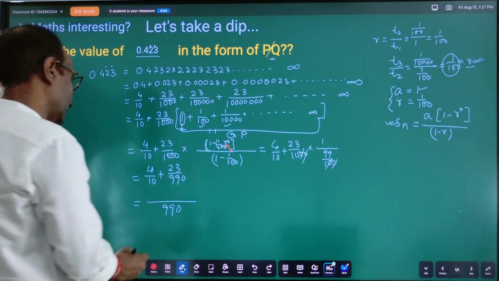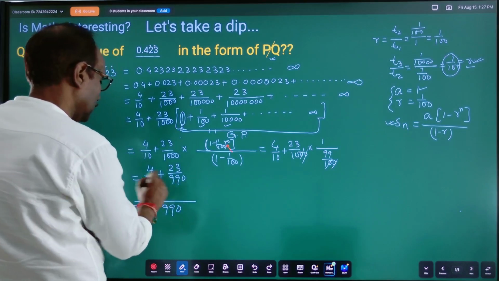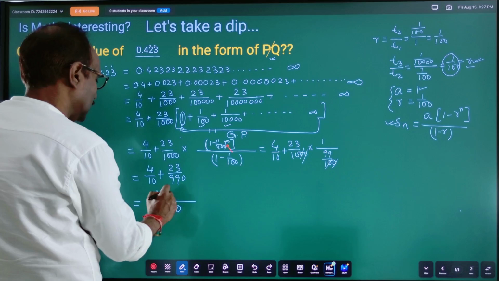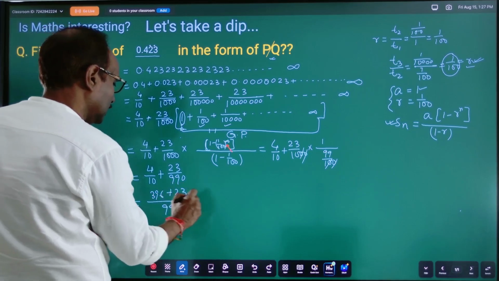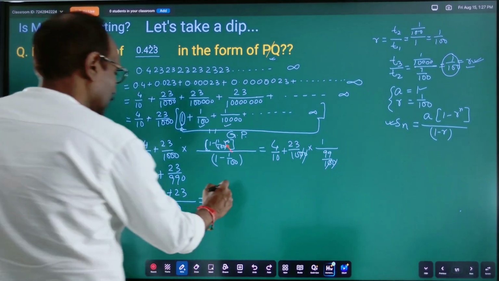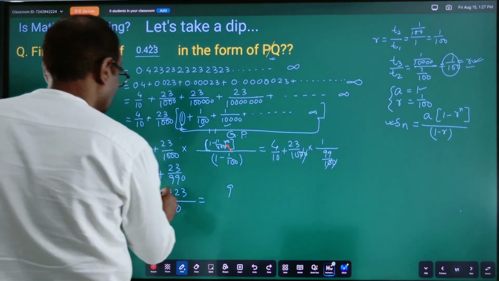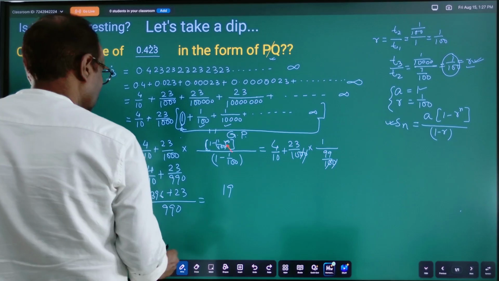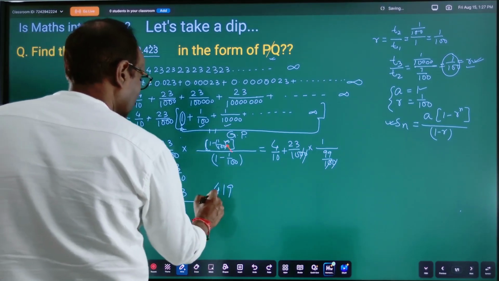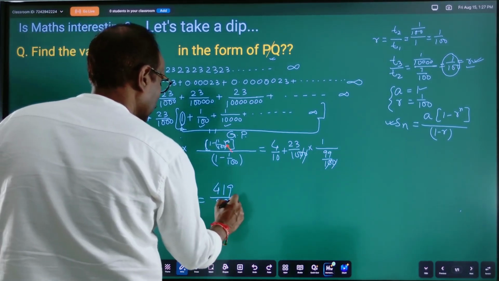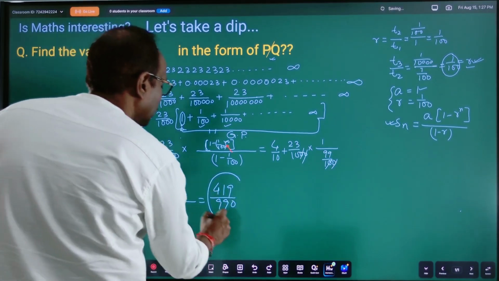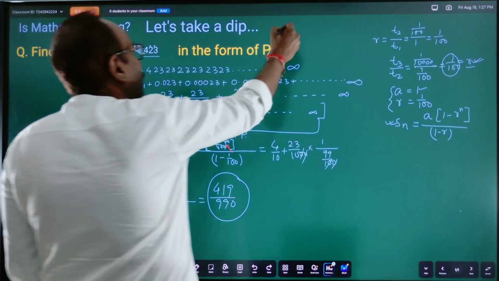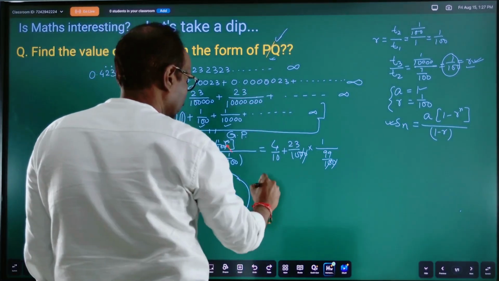99 times 4 is 396, plus 23 is 419, over 990. So this is in the form of P by Q. So our answer will be this.